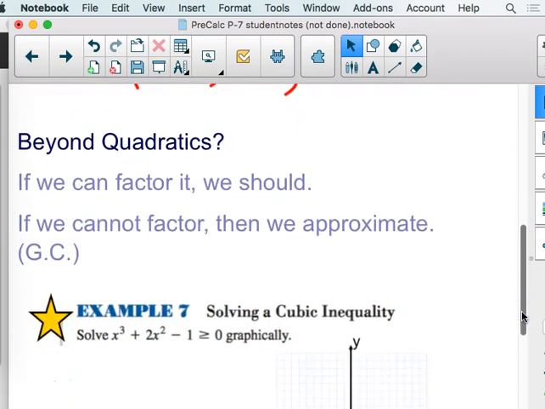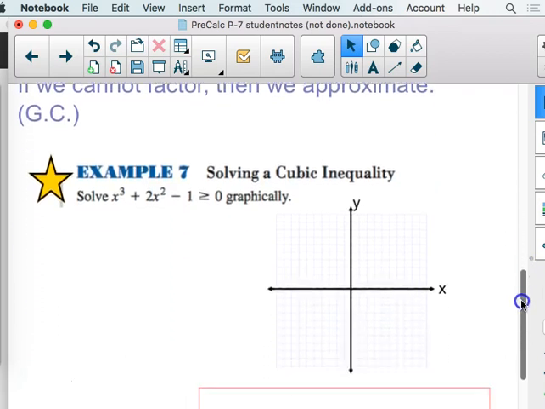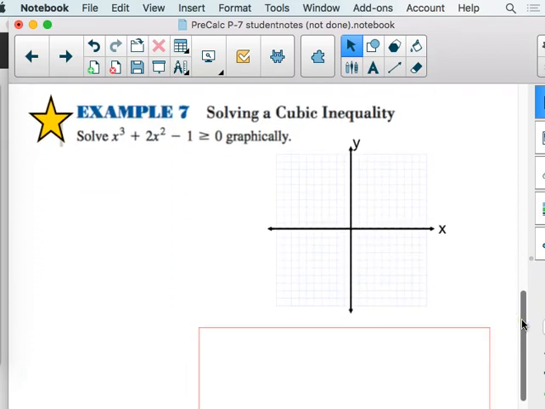And then beyond quadratics. Ooh, that sounds dramatic. If we can factor it, we should. A lot of times we're not going to be able to. If we can't factor, then we approximate with the graphing calculator. Last year, when we wanted to find all the real zeros of something, the first thing we did was we tried to factor, because those are nice. But in the end, we grabbed the graphing calculator and we found our zeros and we verified them synthetically to make sure that they work. That's a step we're not going to take right now. We're not going to verify our zeros synthetically. But we are going to use the graphing calculator to help us figure out what exactly is going on when it has something that's not factorable, and that's what's taking place right here.